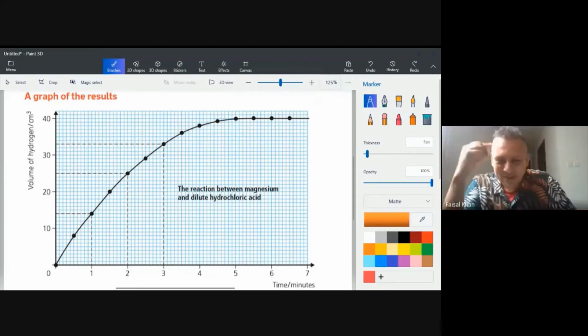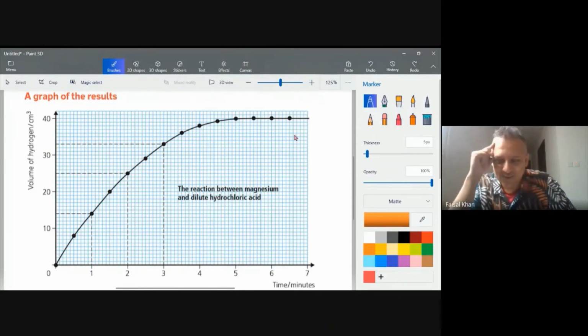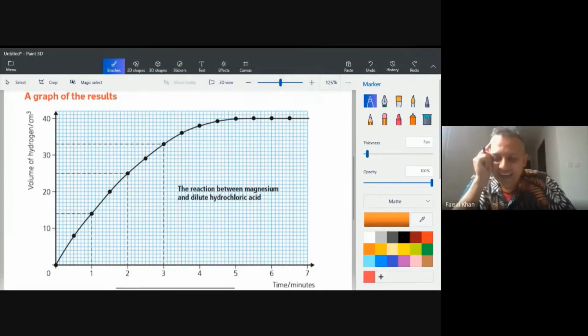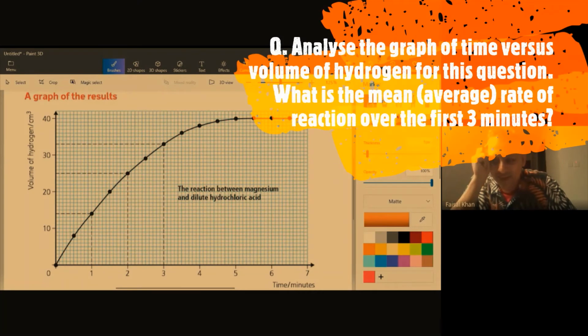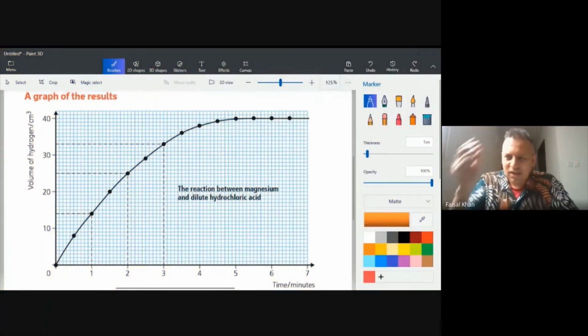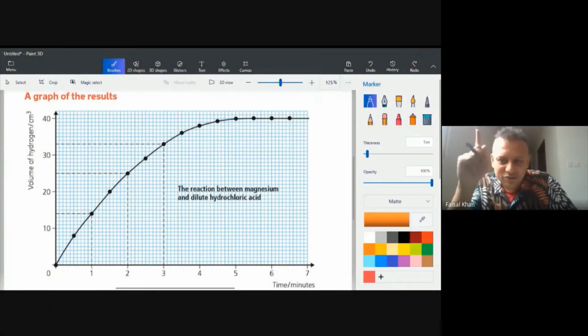Mohammed, you okay? Yes. Right. Mohammed, do you want to take the first question or the second question? You both got the same questions wrong. Do you want to take the first one or the second one? And then we'll finish. Analyze the graph of time versus volume of hydrogen for this question. What is the mean average rate of reaction over the first 3 minutes?